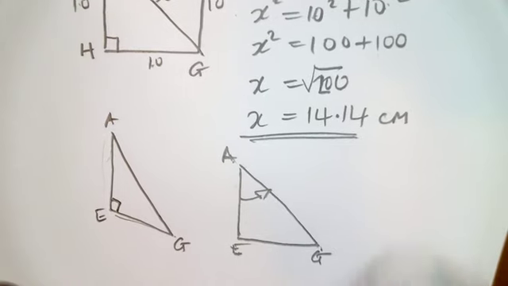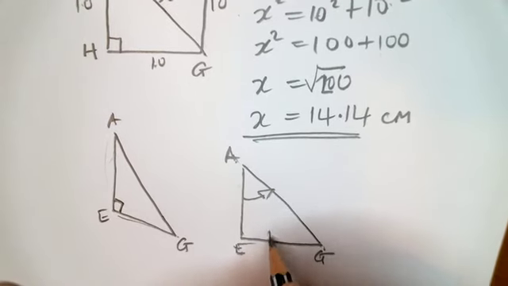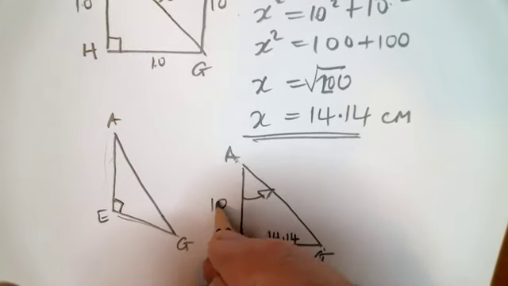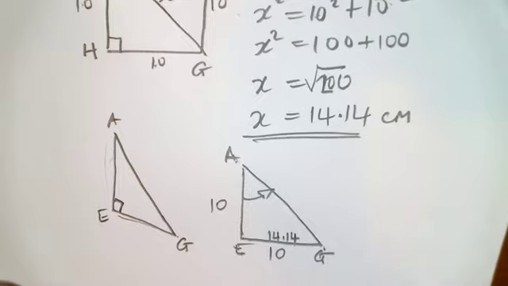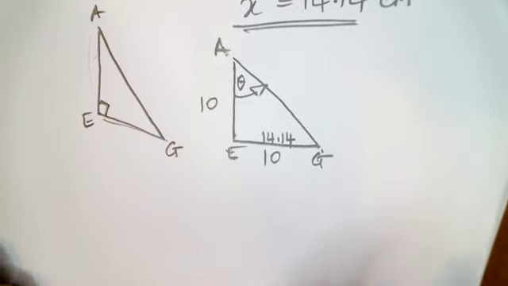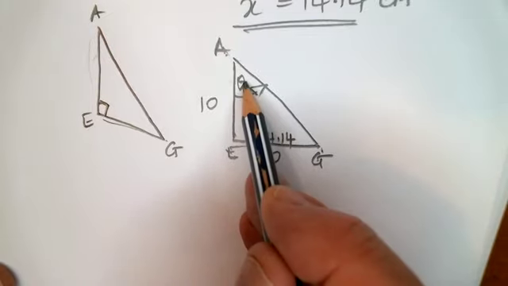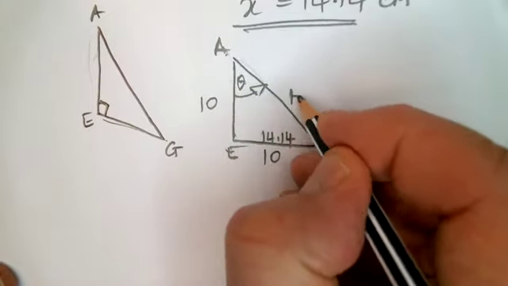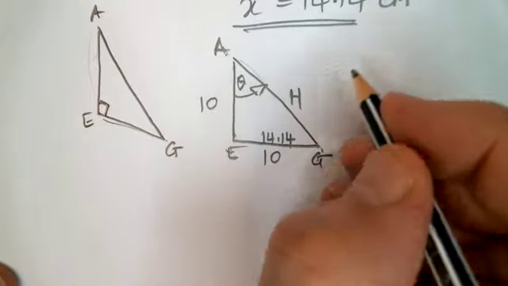Now we do know some things, of course. We know EG, which is 14.14, and that's in centimeters. This side here we know is 10, and this side here we also know is 10. So we can find angle theta in a quite straightforward manner. This is the hypotenuse here, H. We don't know the hypotenuse. We're not interested in the hypotenuse.